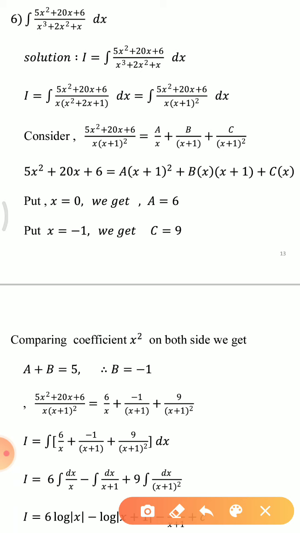5x² + 20x + 6 = A(x + 1)² + B(x + 1) + Cx. That is, we first put x = 0, that is, the term with A. That means x = 0.